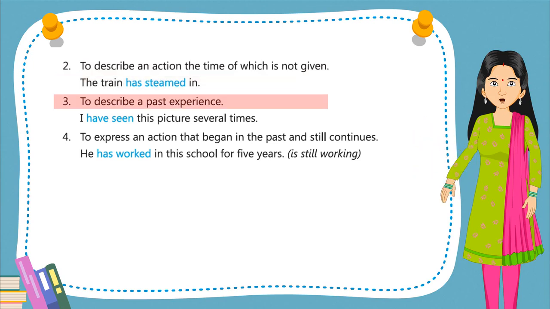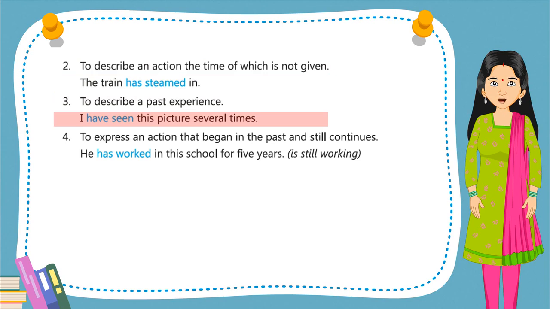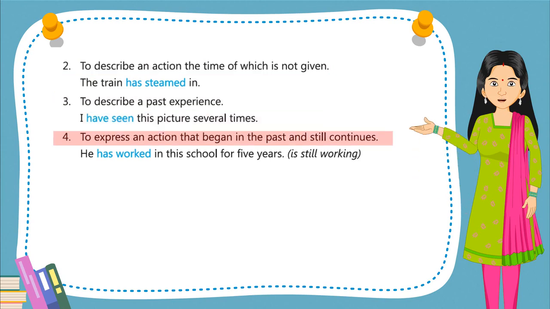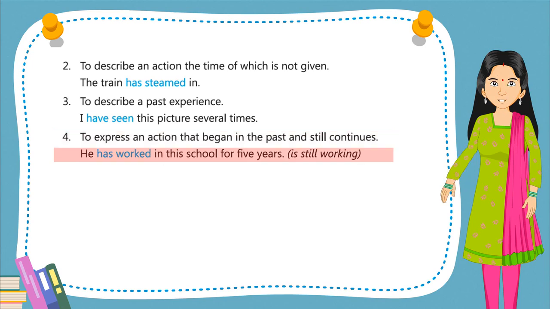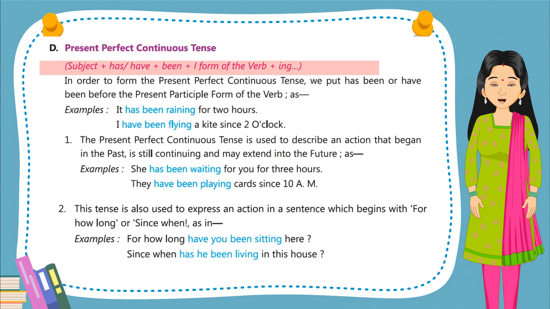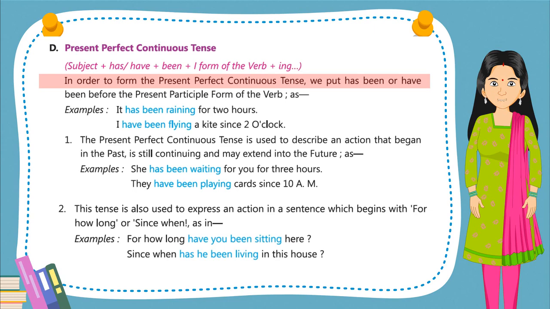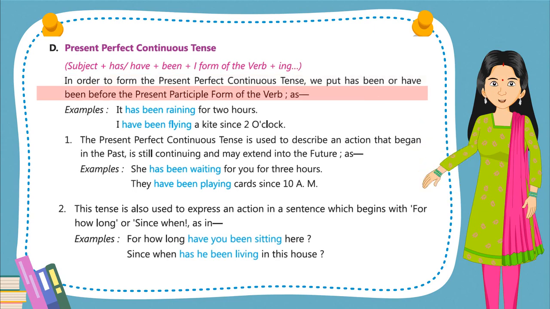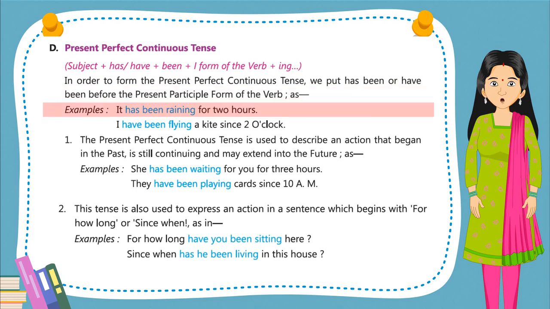3. To describe a past experience. I have seen this picture several times. 4. To express an action that began in the past and still continues. He has worked in this school for 5 years. D. Present perfect continuous tense. Subject plus has, have plus been plus 1st form of the verb plus ing. In order to form the present perfect continuous tense, we put has been or have been before the present participle form of the verb. As examples, it has been raining for 2 hours.